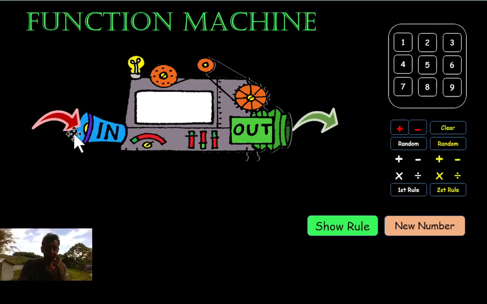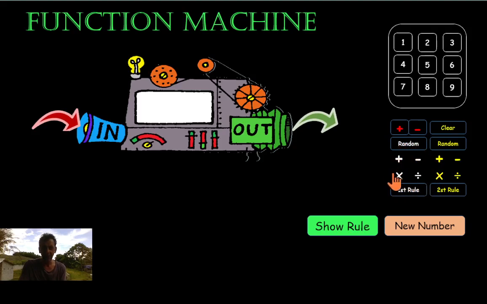Okay, basically it's a function machine. You put the number in, and the function machine will do some kind of operation, and it'll produce a number at the other end. On the right hand side we have this keypad, the numbers 1 to 9, that is going to be the in number that we select, and we've got two groups of controls here, the first rule and the second rule. If you notice in red we've got a plus and a minus here. That means that the function has two rules, it's a plus and a minus.